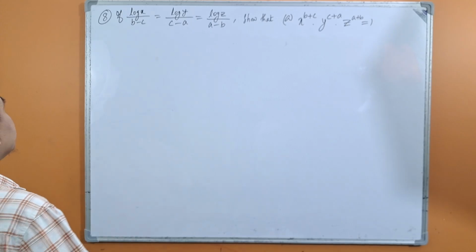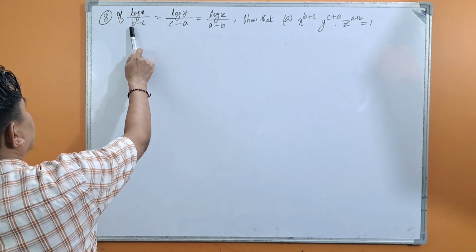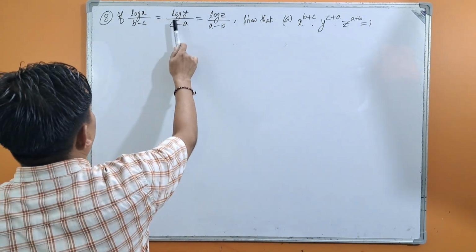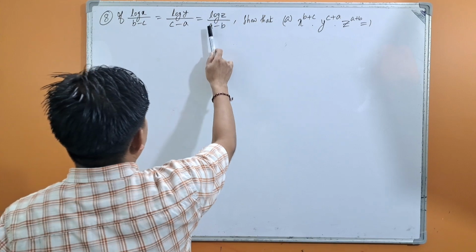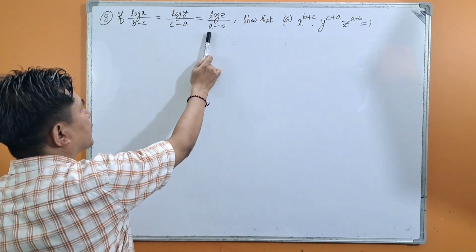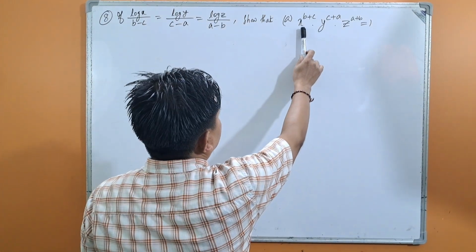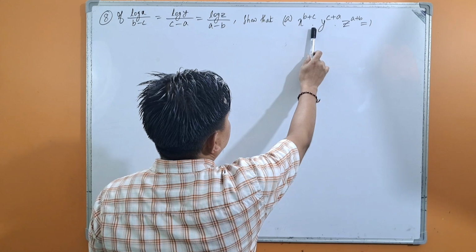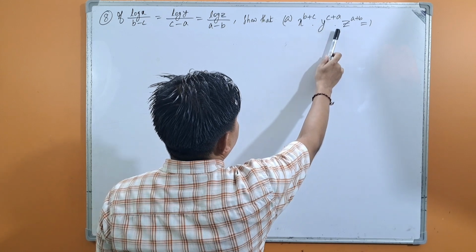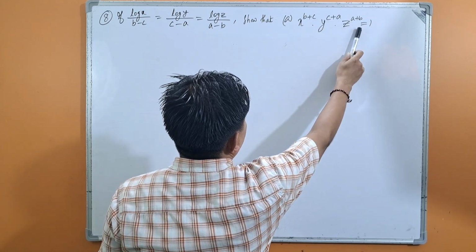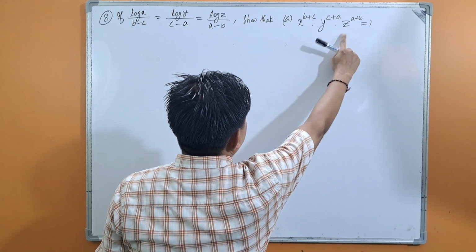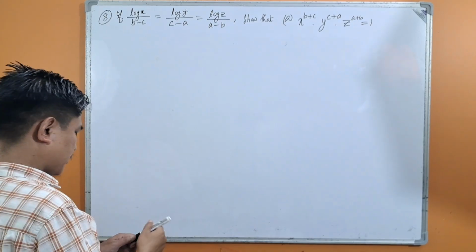Okay, now let us do question number 8. If log x upon b minus c equal to log y upon c minus a equal to log z upon a minus b. This is the given condition. We are asked to prove x to the power b plus c times y to the power c plus a times z to the power a plus b equal to 1. So we are asked to prove this is equal to 1. Okay, so let us use the given condition.